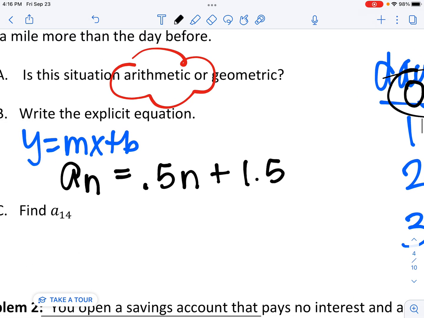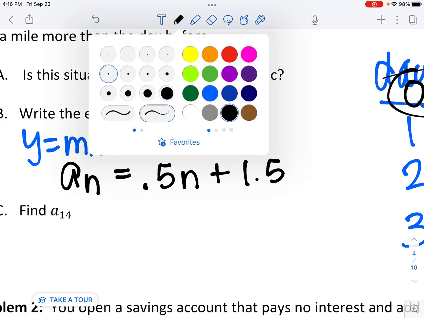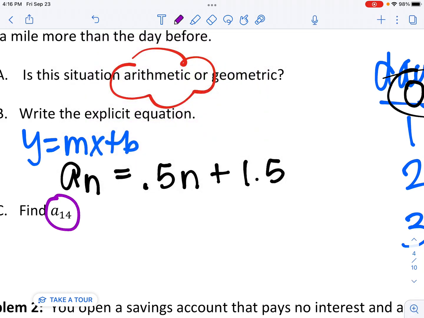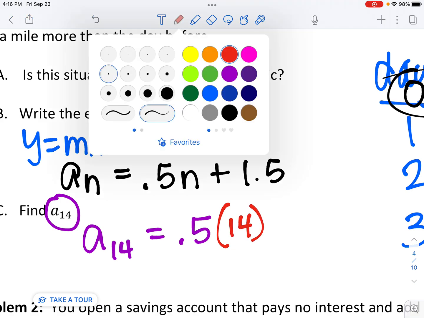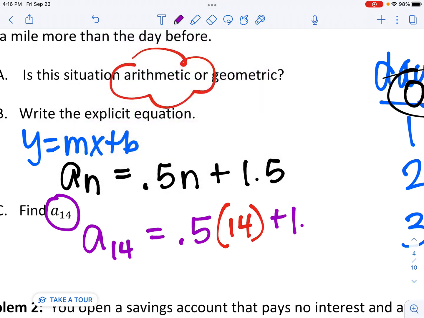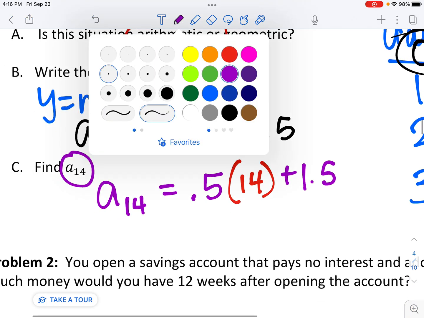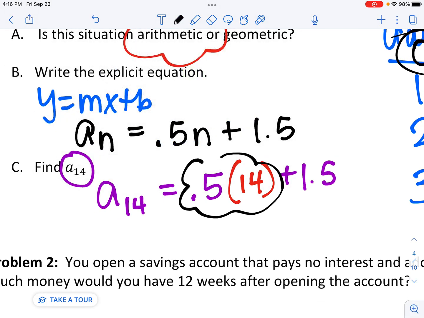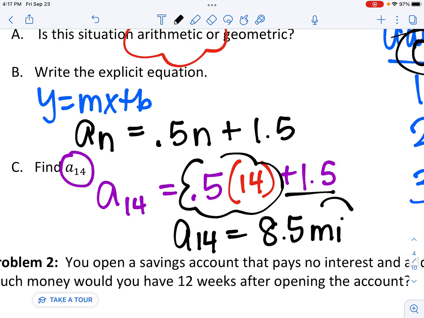So what this means is you start at 1.5, and every day n that you run, you add another half mile. So then the last part, find a sub 14, just means how far would you run on the 14th day? So with the explicit equation, you can just plug in 0.5 times 14, plus 1.5. And so if we solve this, half of 14 is 7. And 7 plus 1.5 is 8.5. So on the 14th day, if you kept this rate up, you'd run 8.5 miles.